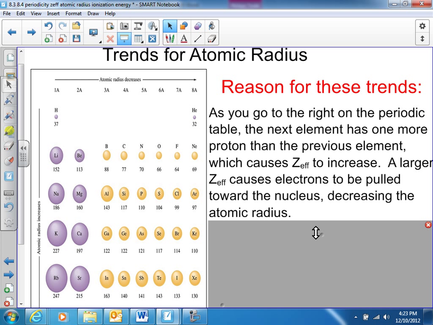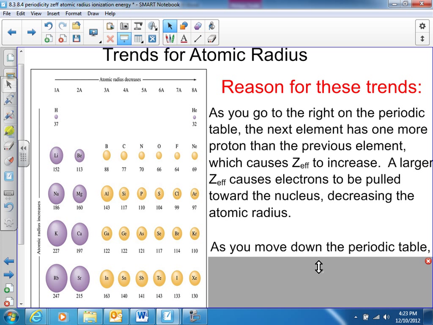So even though you are getting more electrons, most students think as you go to the right on the periodic table, you're getting more electrons, so the atom should get bigger. But in fact, that's not what happens. The radius gets smaller as you go to the right, and it's because we have more protons. Z effective is increasing. The electrons are pulled in toward the nucleus, and that makes the radius decrease.